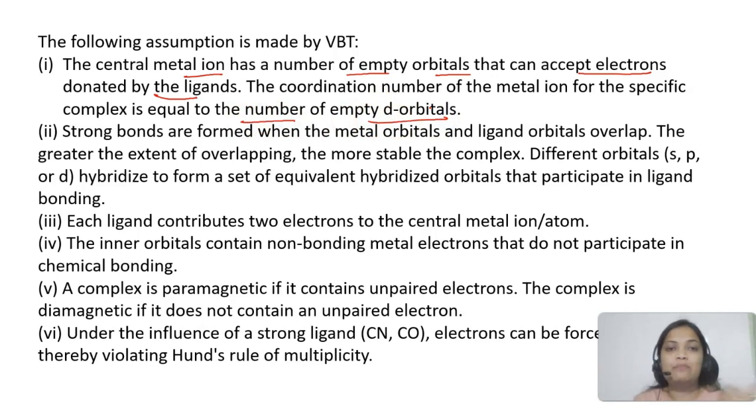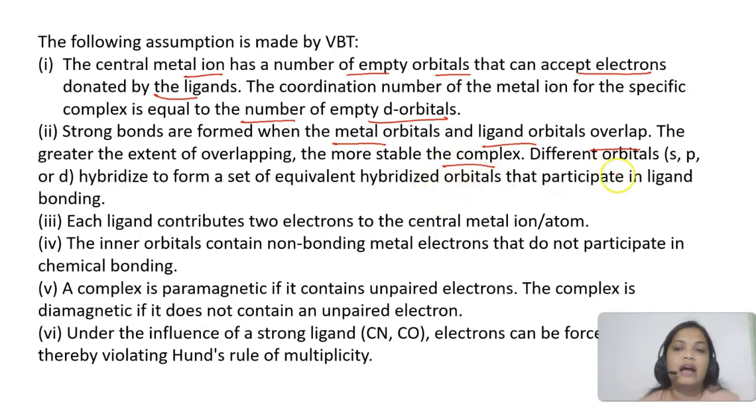Okay, तो जो empty d orbitals का number होगा, that will be the coordination number of that metal ion. Okay, next, strong bonds are formed when the metal orbitals and ligand orbitals overlap. Of course, जब metal orbital और ligand orbital overlap करेंगे, strong bonds will be formed. And जितना ज़्यादा extent of overlapping रहेगा उतना ही stable आपका complex होगा.